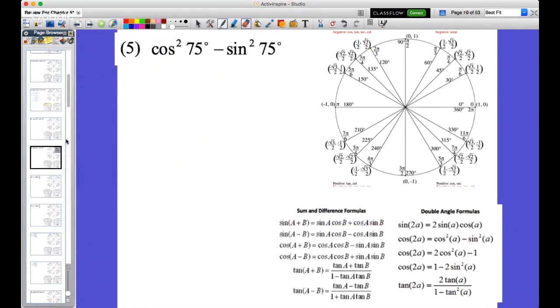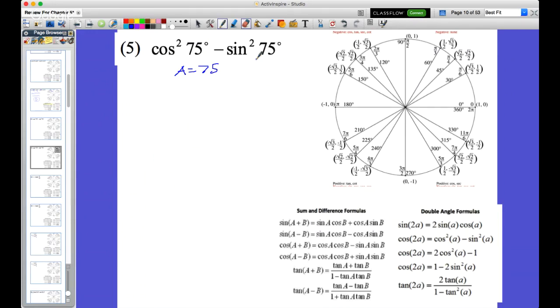Here's now taking a look at question 5. Now, again, we're always identifying which one of our formulas we are using. So I'm taking the cosine squared of an angle minus the sine squared of an angle. So it looks like my angle is equal to 75. I don't have a second angle.